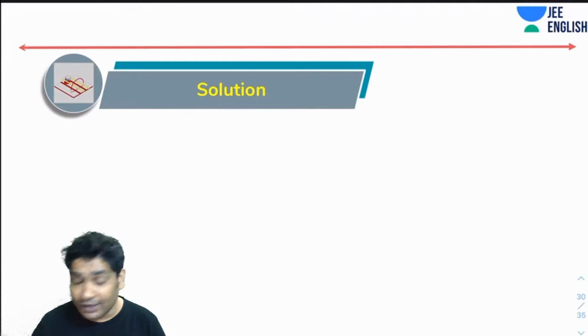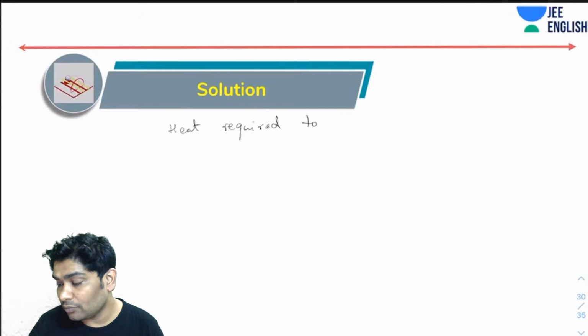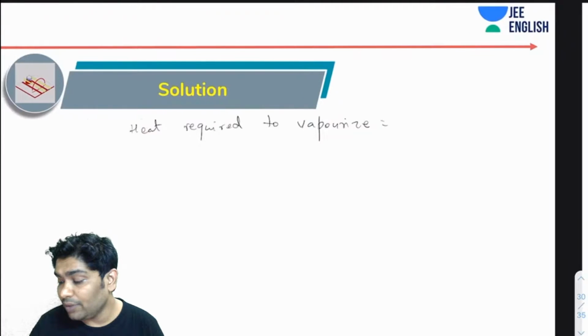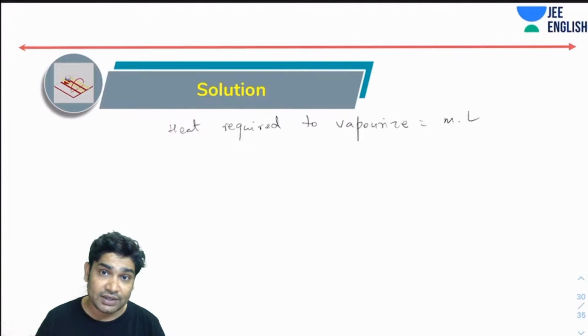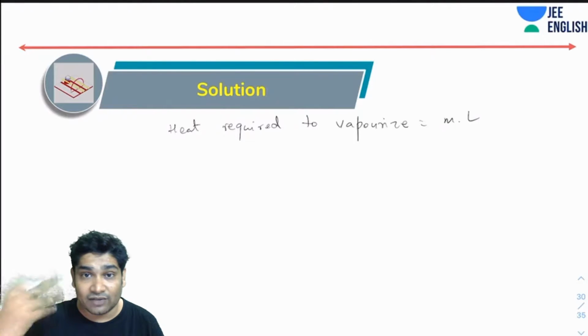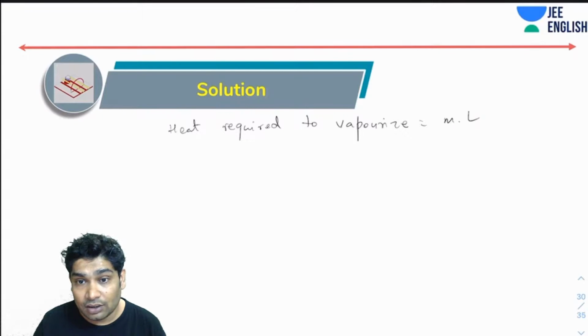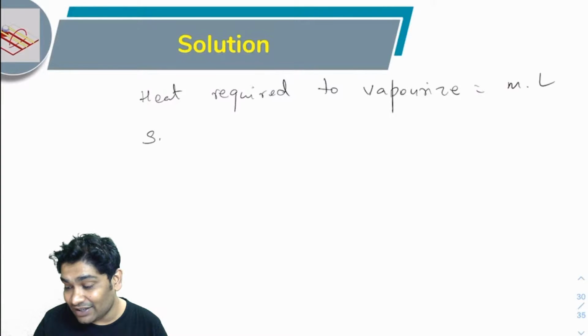The amount of heat required to vaporize would be small m times L, and this should come from the surface energy. The free surface is getting converted into gaseous state. So what is the surface energy that you have?